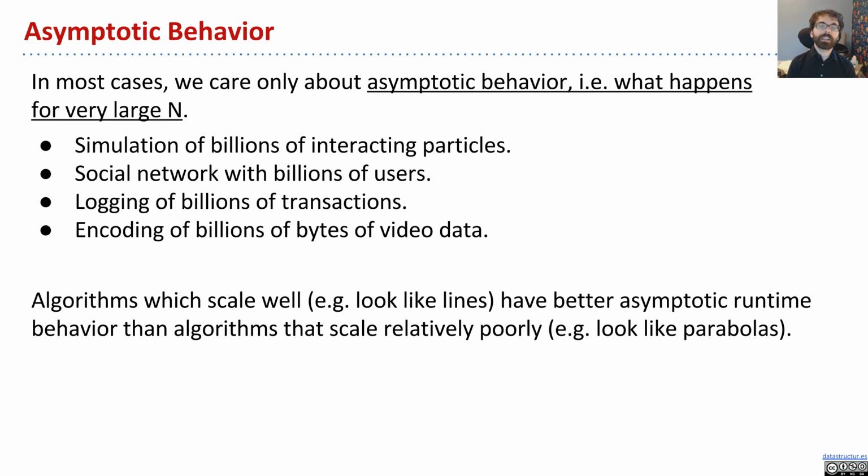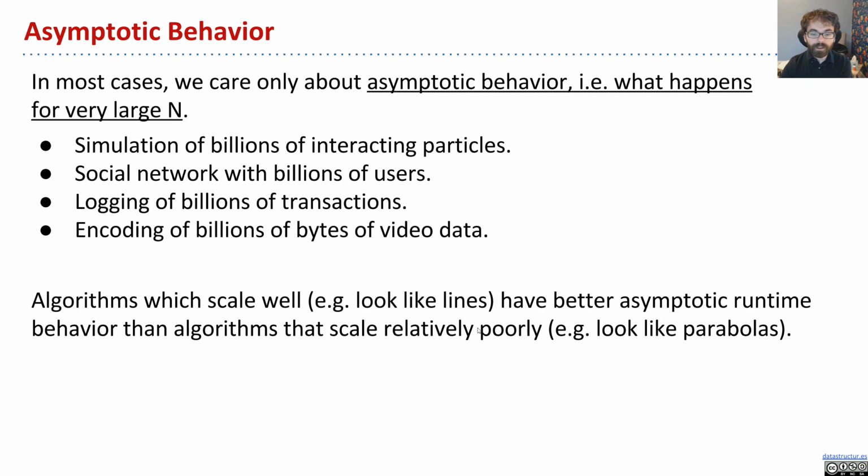So typically, what we're going to care about when we're comparing algorithms is those really big n's. Suppose we're trying to do weather simulations, or we're trying to log transactions from some financial system, or we want to take video and encode it. In those cases, the number of bits that our algorithms are manipulating is huge, and so we care about that asymptotic behavior. That's where you're going to get the most benefit from having a better data structure or algorithm. Now I'll note that algorithms which scale well, things that look like lines, are going to, full stop, have better asymptotic runtime behavior than algorithms that scale poorly, like parabolas.